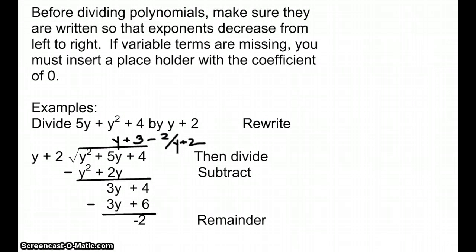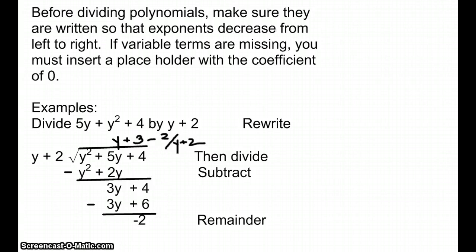Before you divide polynomials, you have to make sure that they're written so that the exponents decrease from left to right. If your variable terms are missing, you have to insert a placeholder with a coefficient of 0. So in this example, we want to divide 5y plus y squared plus 4 by y plus 2. But in order to do that, you have to rewrite both terms.